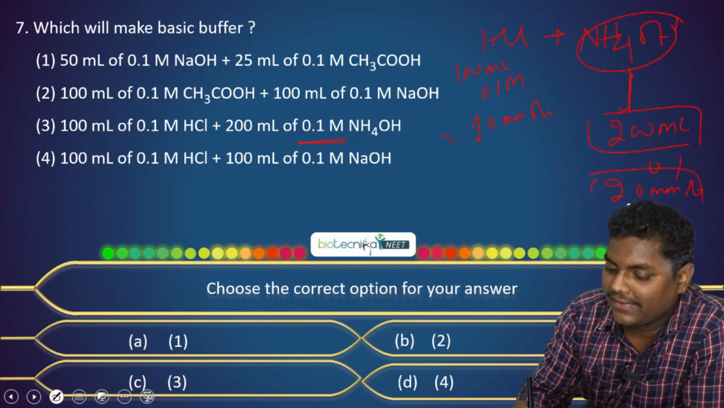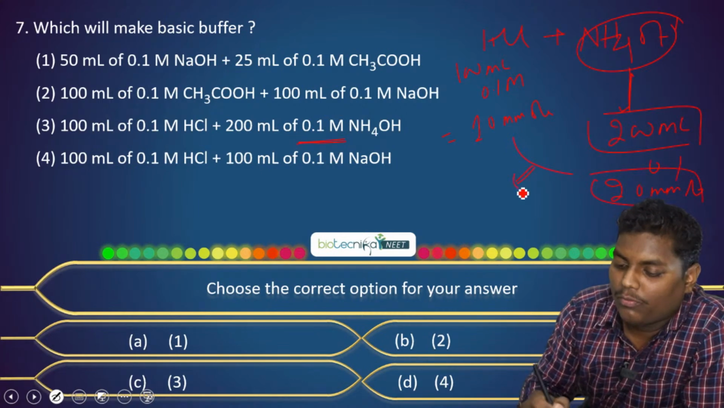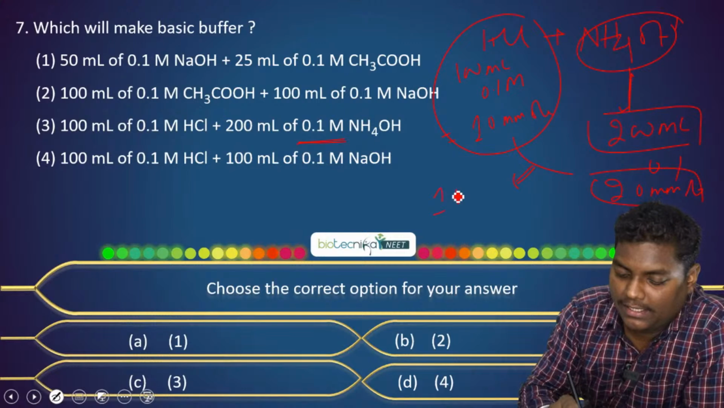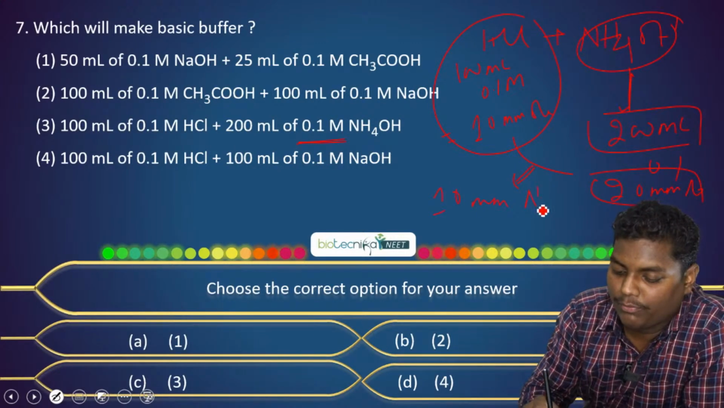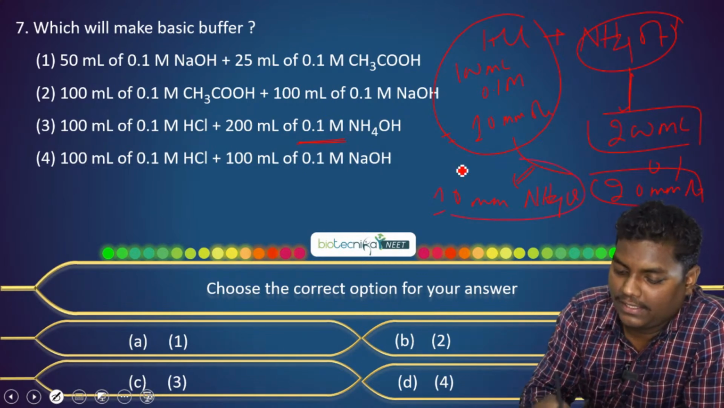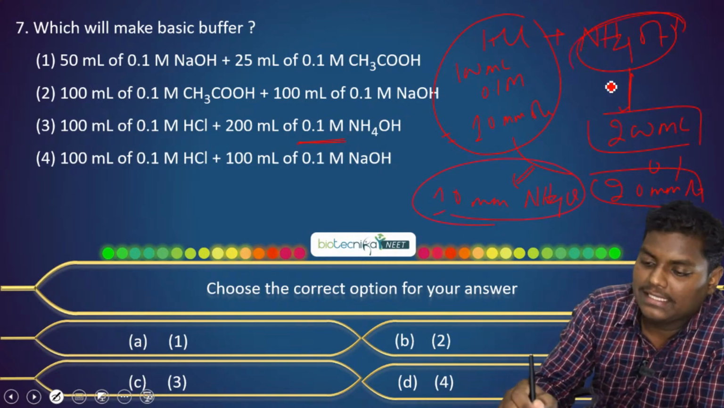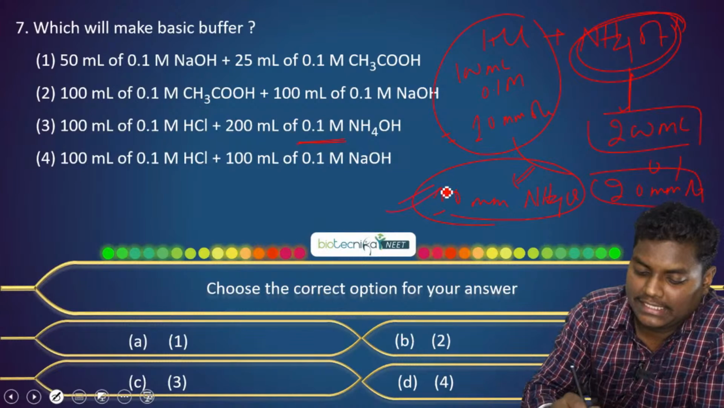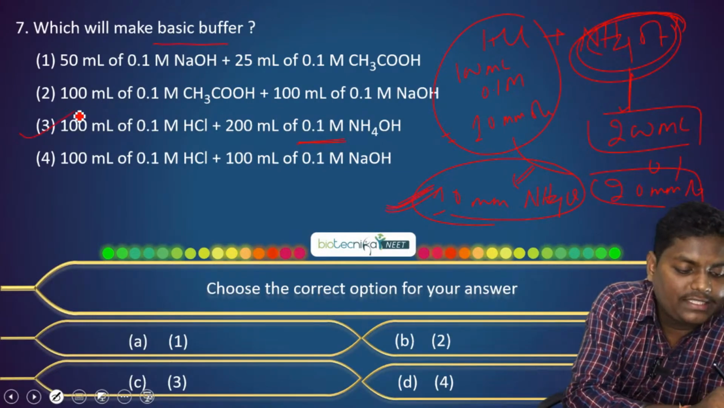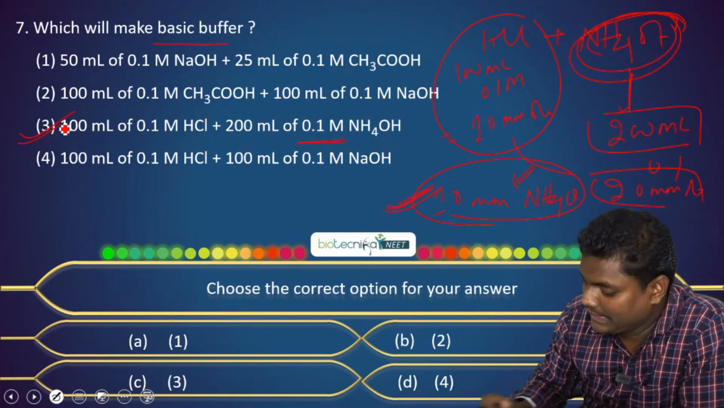Now when these react, HCl is the limiting reagent. So 10 millimole of ammonium chloride will be produced. Clear? So the remaining ammonium hydroxide is my weak base, and with this salt, weak base and salt will create a basic buffer. So the answer is option C. I hope this is clear for all.